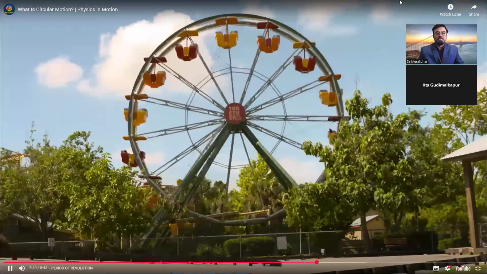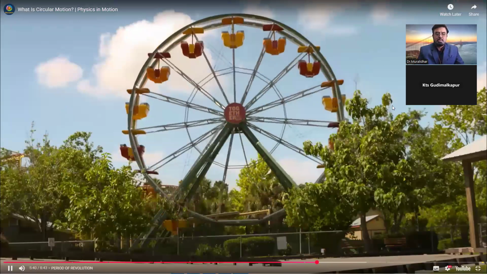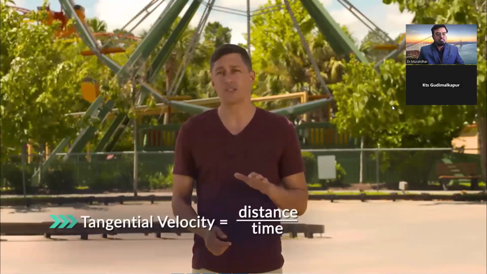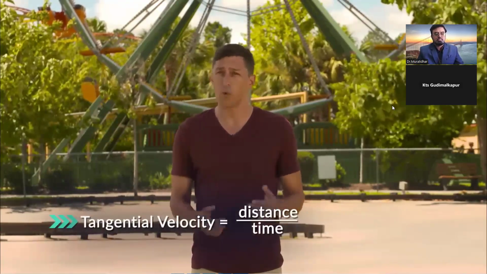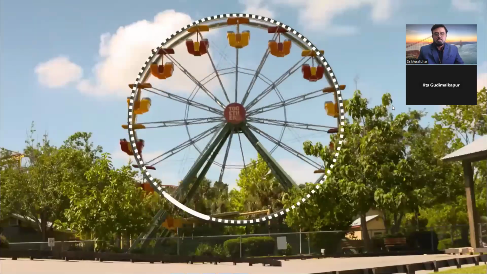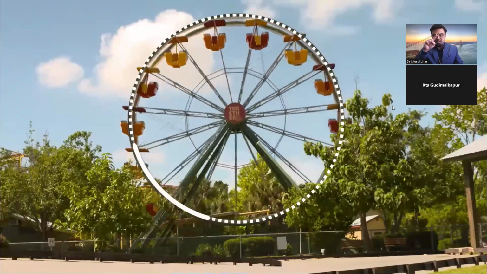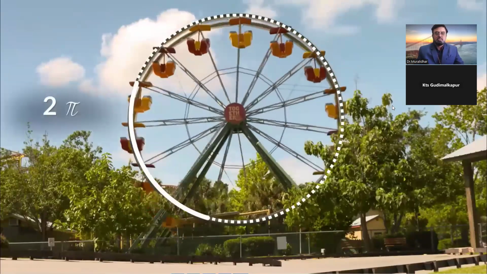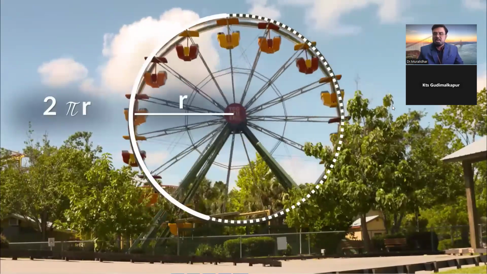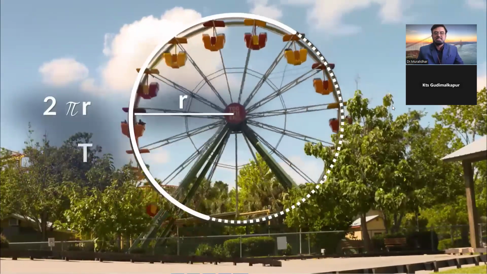Let's go to another ride. Recall from another segment that velocity is a vector quantity. It has direction and magnitude. The magnitude of v is speed, which is constant for uniform circular motion, but we will call it our tangential velocity, since this speed and the tangential velocity magnitude have the same value. This ride does one full circle. The distance traveled is called the circumference and is calculated by multiplying the radius by 2 pi. And the time it takes to make a full circle is called the period. You write that as capital T.